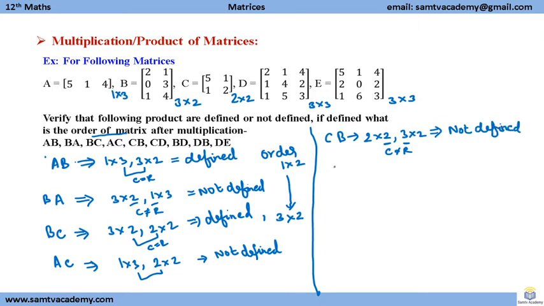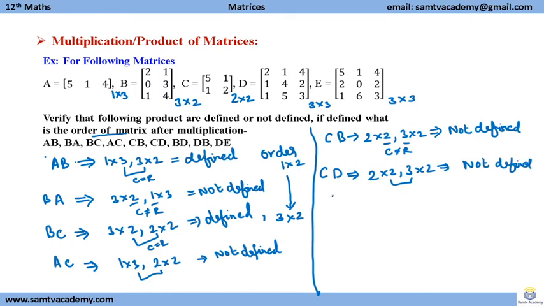Next example is CD. Okay, C, what will we take? C's order is 2 by 2 and D's order is 3 by 2. So these are not equal, so it is also not defined.